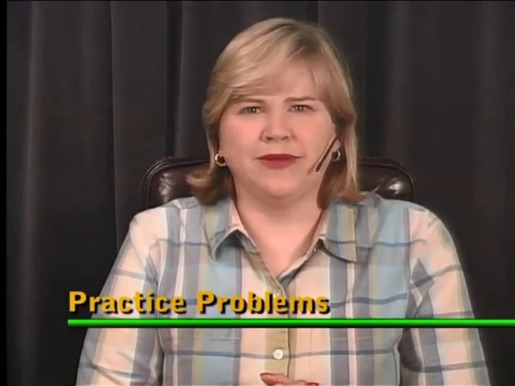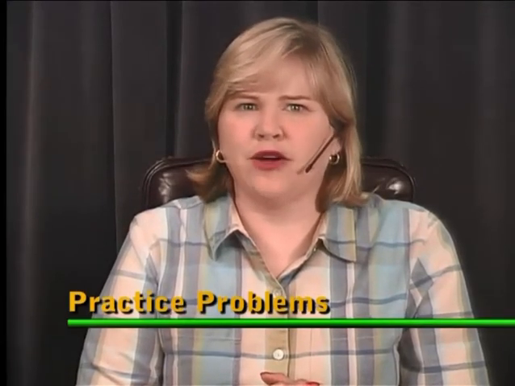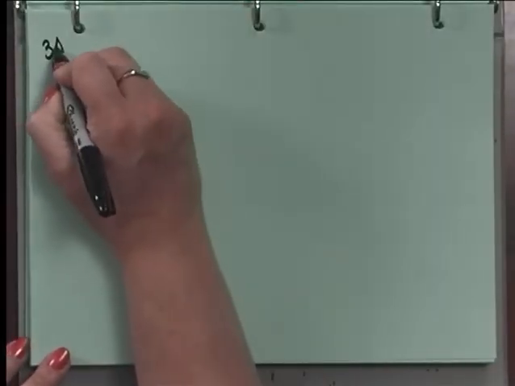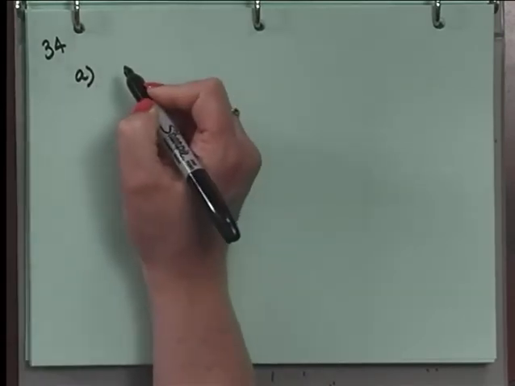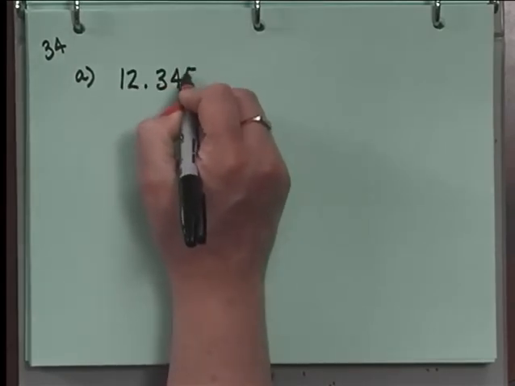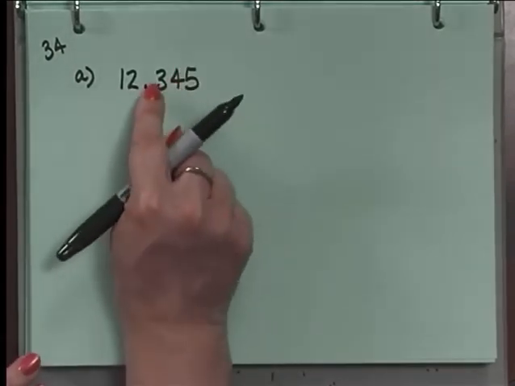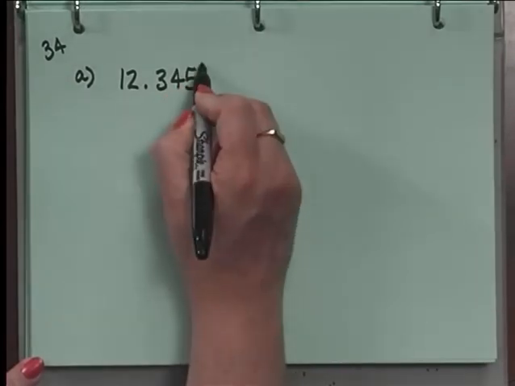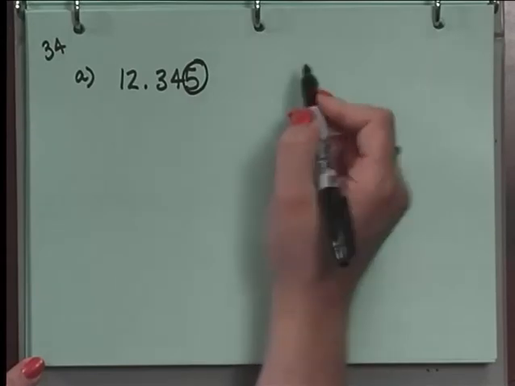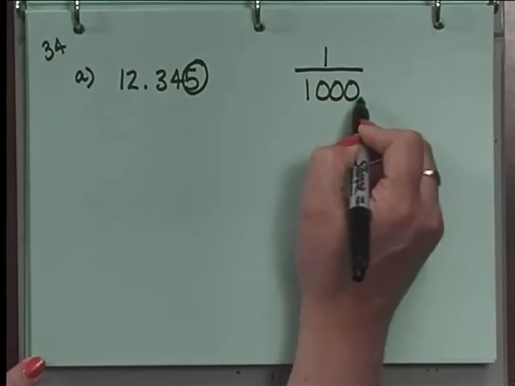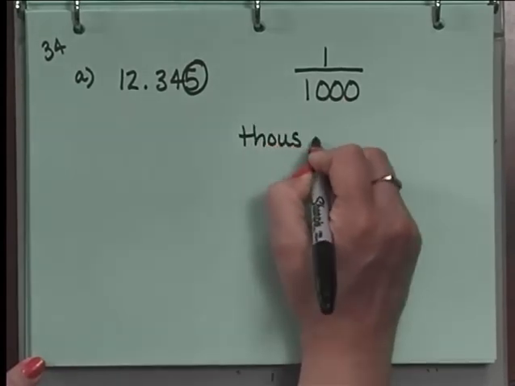Okay, so how are you doing with decimal place values? Well, let's go ahead and try your practice problems and see how you did. Okay, practice problem A. What is the place value of the 5 in 12 and 345 thousandths? Now, I'm going to be teaching you later on how to read these numbers, but I'm reading them for you now to give you an idea about how they're read. Now, the 5 is in the third decimal place. So that would mean that in the denominator, we would have a 1 followed by 3 zeros. That's 1,000. So this is the thousandths place.